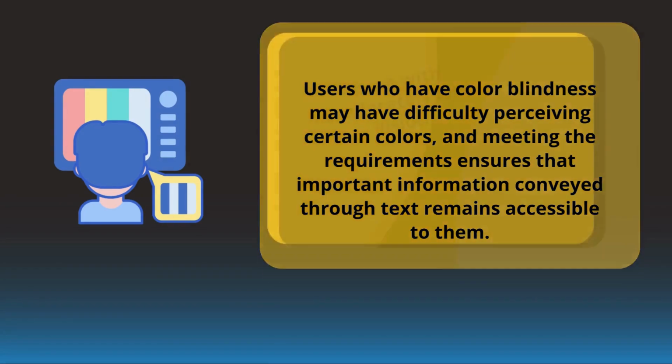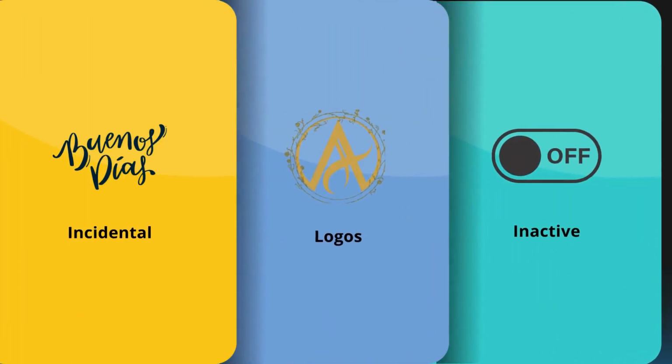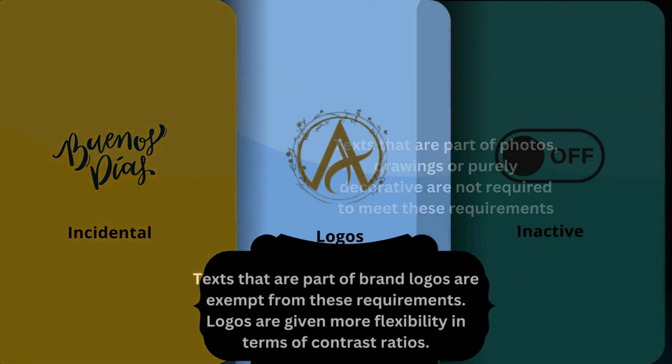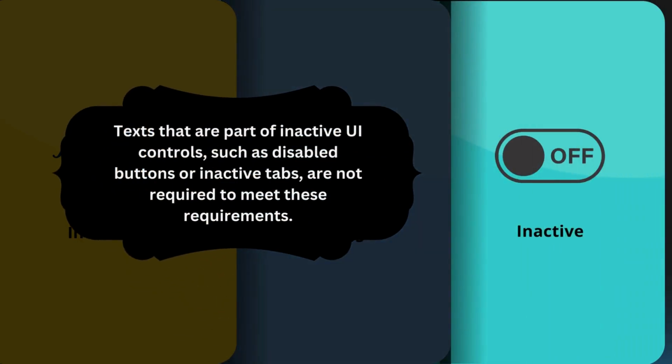Now, there are a few exceptions to the contrast requirement. Incidental. Texts that are part of photos, drawings, or purely decorative are not required to meet this requirement. And logos. Texts that are part of brand logos are exempt from these requirements. Logos often have specific design considerations, and while legibility is important, they are given more flexibility in terms of contrast ratios. And the last one is inactive UI controls.